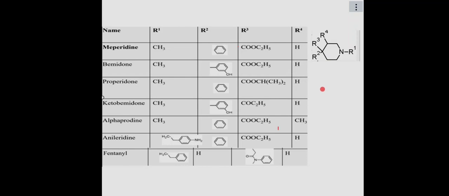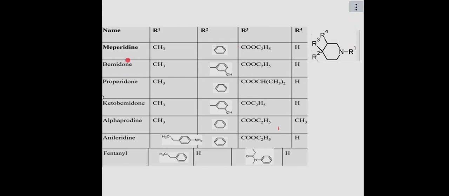And of course, that change in structure also has some relevance in the activity of these molecules. So if you look at meperidine, we have seen the methyl group, we have said the phenyl ring there, and we have said we have an ester as one of the substituents at the quaternary carbon. And of course, R4 is a hydrogen.